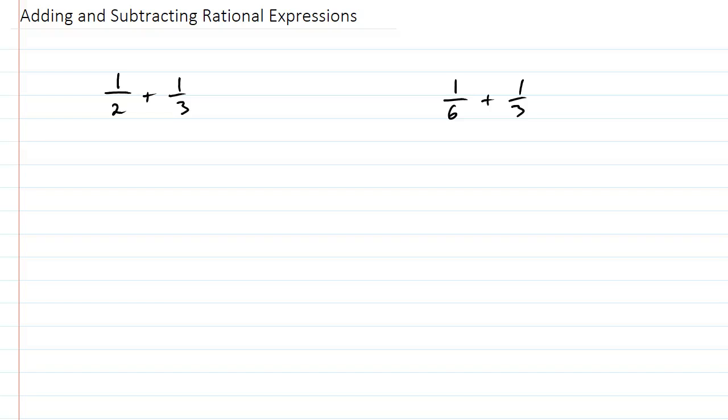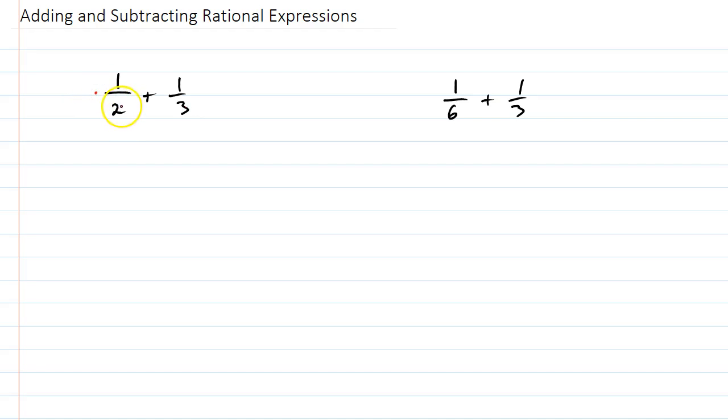Okay, to add and subtract rational expressions, we're going to be doing the same things that you would normally do with usual fractions. So just as a refresher, you need a common denominator before you can add. So what we do here is we think, what can 2 and 3 both go into? And we want the smallest thing they can both go into so it can make our life easier.